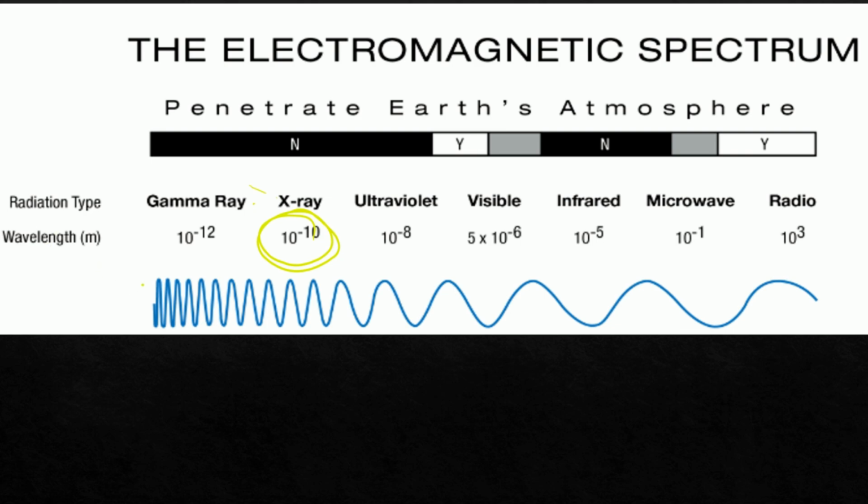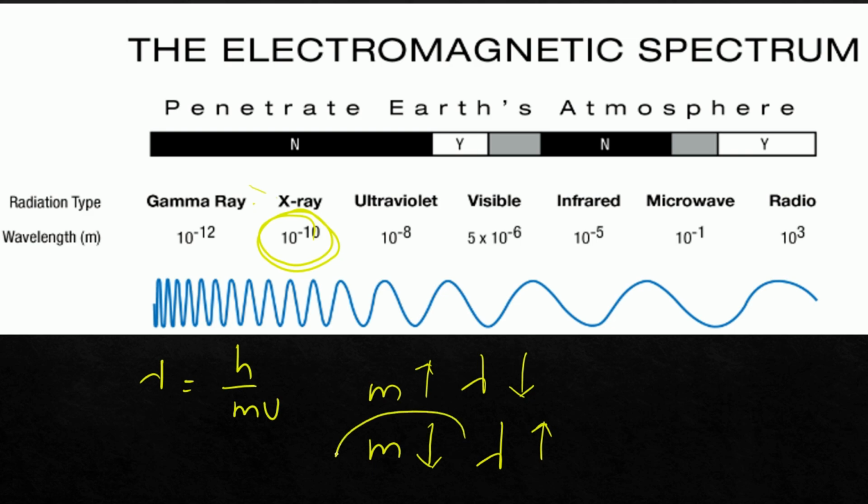Lambda is equal to h by mv. If mass is increasing, lambda value will be decreasing. If mass is decreasing, lambda value will be increasing. So for the tiny particles, mass will be very low, so the maximum wavelength you will get. So the de Broglie wavelength will be maximum for the tiny particles.